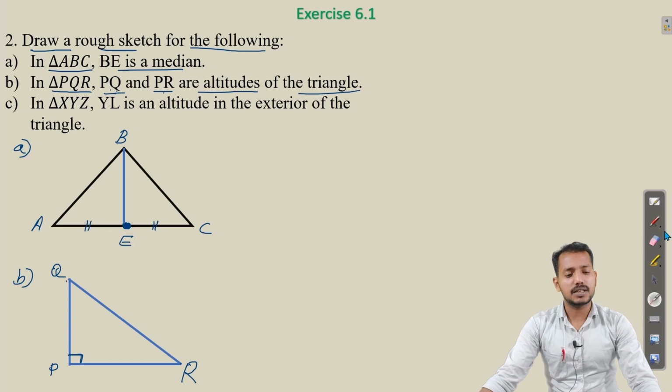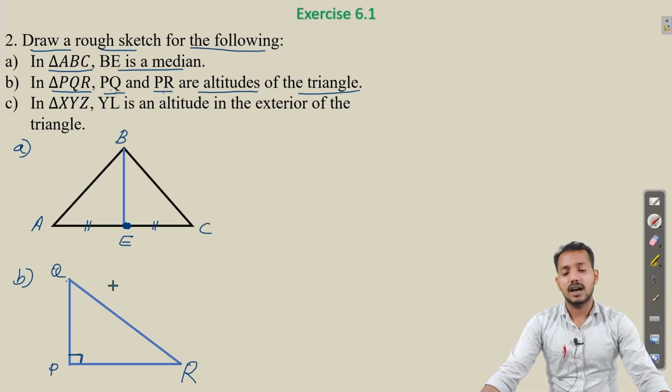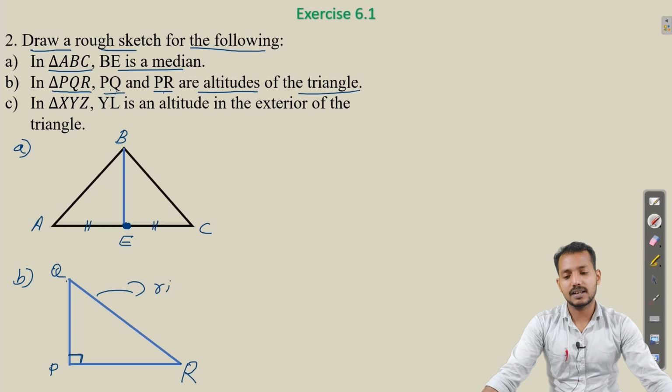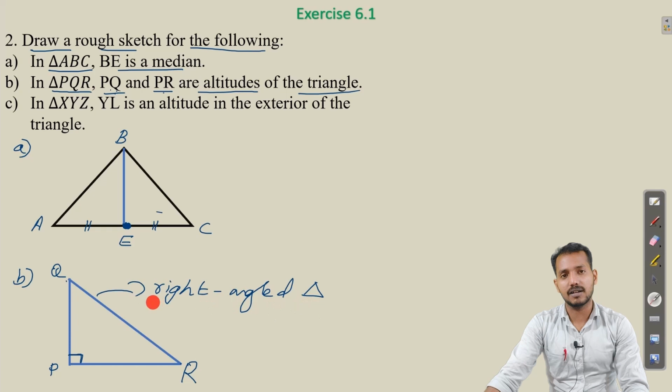Now which type of triangle is this? Right angled triangle, or right triangle, in any name we can call. So in the case of a right angled triangle, the two legs of the triangle, which means the sides other than the hypotenuse, will become the altitudes of each other. That is one more point you have to remember.